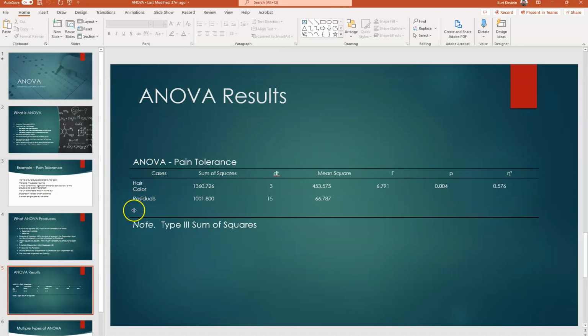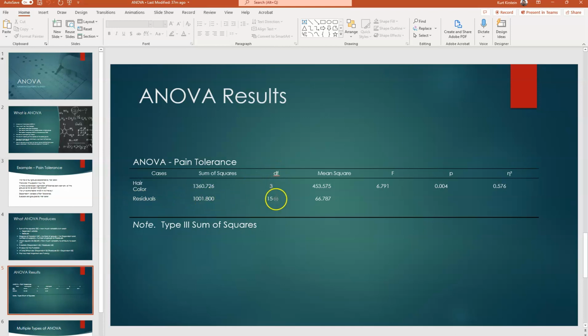Remember, we know we have a total amount of variability in this data set. We can attribute 1,360.726 units of it to the differences in hair color. What becomes residual is what we cannot attribute to the differences in hair color, and that's 1,001 units.